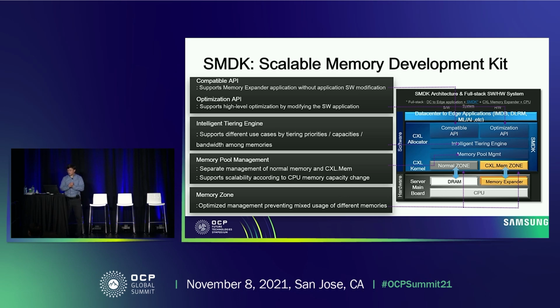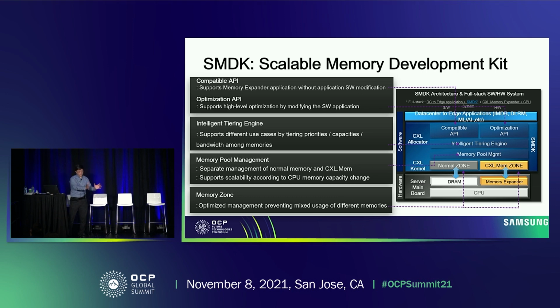Okay. Let me quickly go on, given limited time. I just want to mention one last thing: Samsung has started a software effort to deal with some of the memory tiering issues that people have spoken quite a bit about. Samsung's effort is called the Scalable Memory Development Kit, SMDK. So to cut down to the chase, what SMDK provides is really just a framework with two sets of APIs. One is what we refer to as a compatible API, and the other we call the optimizing API.